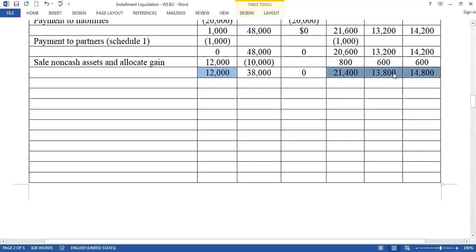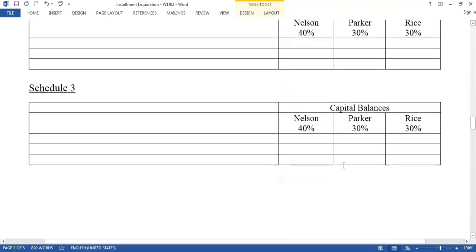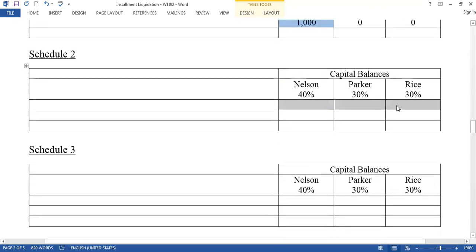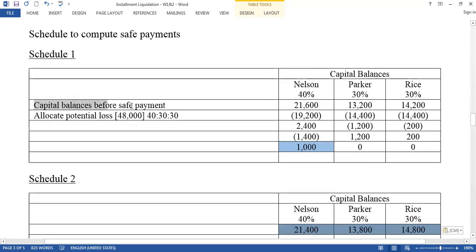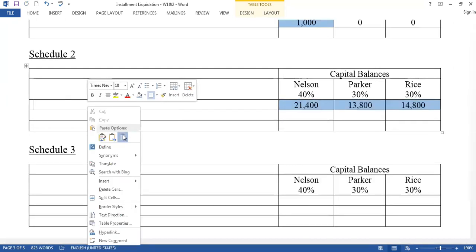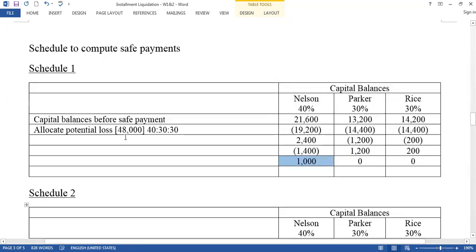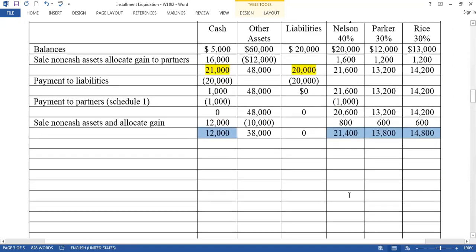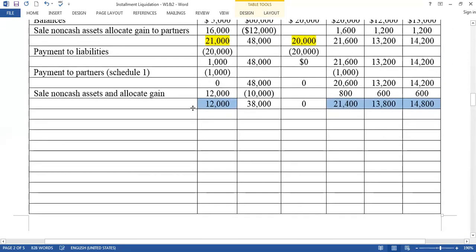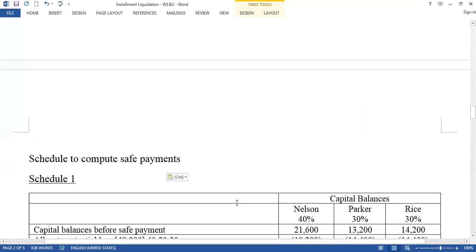We have to prepare a schedule again. So this is the capital balance before payment. Now, how much loss do we have to assume from here? What is the potential loss from this row? Which amount is the potential future loss? $38,000, right? $38,000 is the potential future loss.